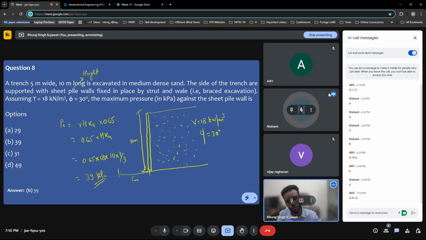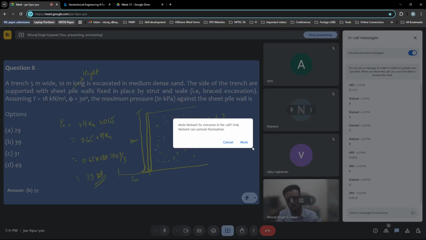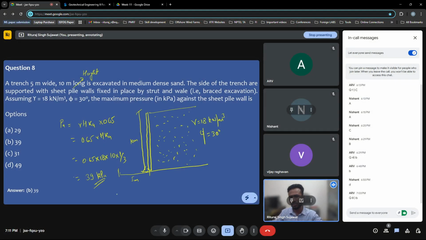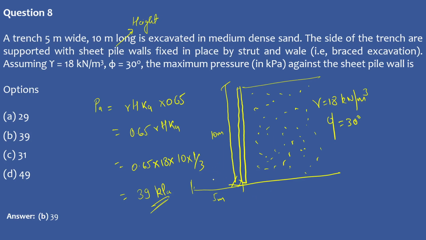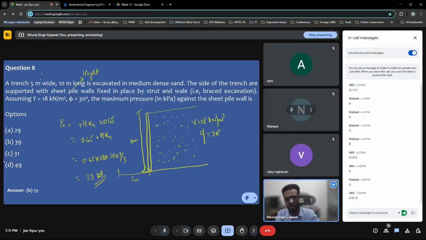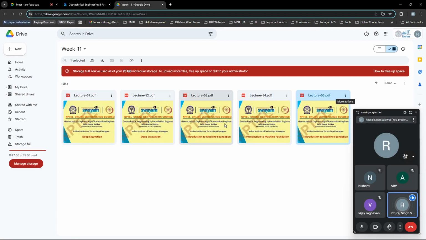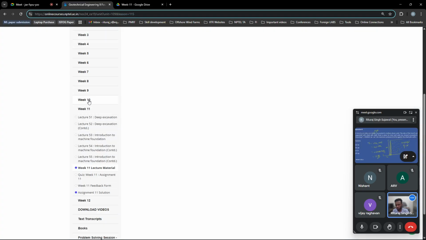Why is it multiplying 0.65? So for the apparent earth pressure, when you are having the deep excavation system, so the maximum pressure will be having this formula which is given for that. So I'll explain to you. So the maximum pressure against the sheet pile wall. So let me open the source lectures. It's in deep excavation.